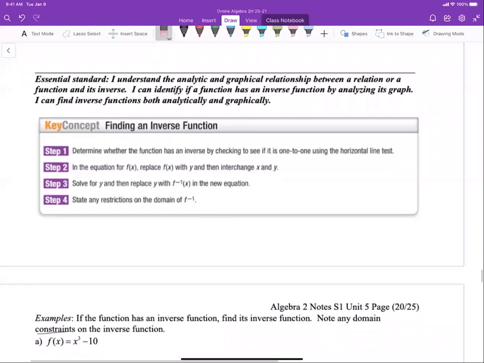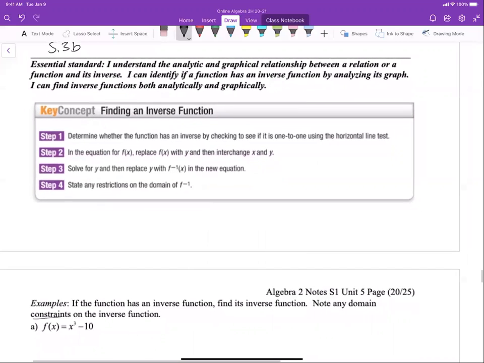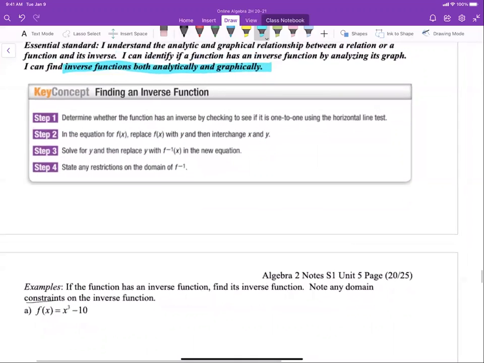All right, this is lecture 5.3b, and we are going to continue to find inverse functions analytically and graphically. We're going to do analytically today. When we are finding an inverse function, there are steps that we need to take.